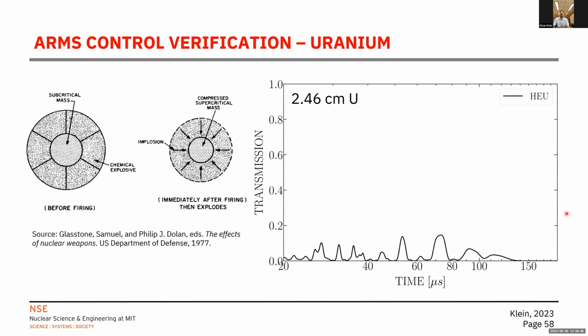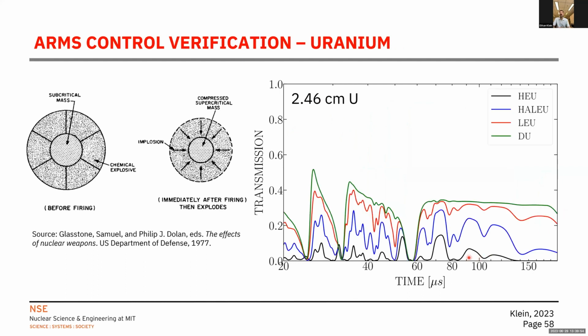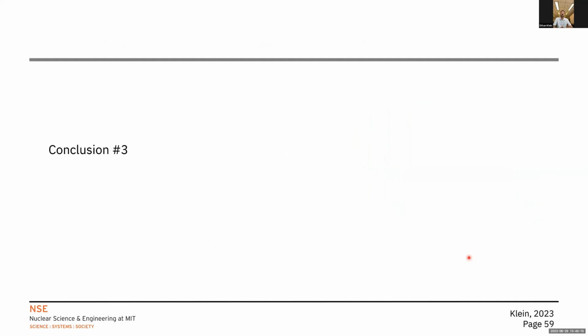For high enriched uranium of 2.5 centimeters thick, we see very little transmission when it's high enriched uranium at truth. But if you were to actually change your enrichment or try to decrease the enrichment and maybe divert that high enriched uranium to put elsewhere, you see that it's a very, very different signature that we would get using our technique. So this is super cool because this shows us that there may be an ability to use this technique for verifying the presence of high enriched uranium in arms control applications.